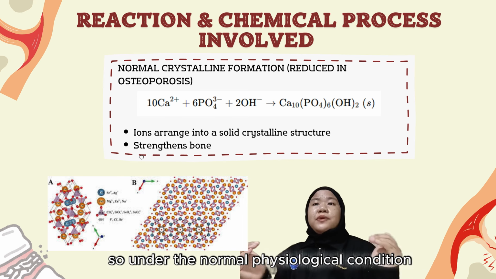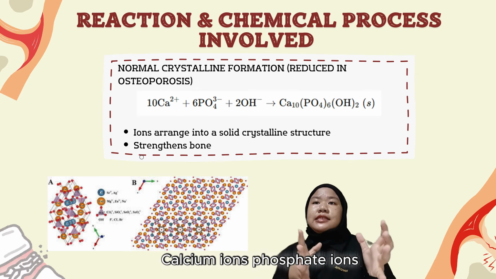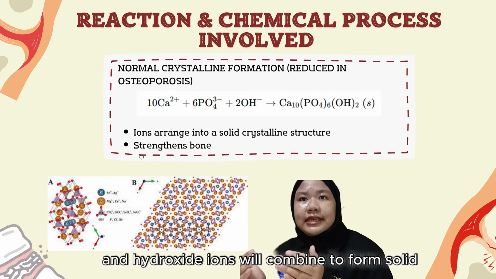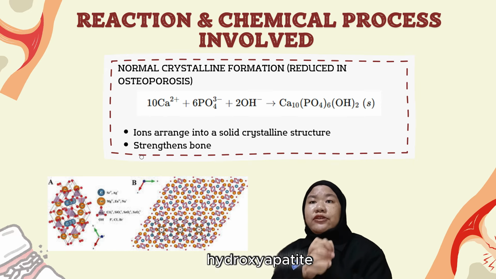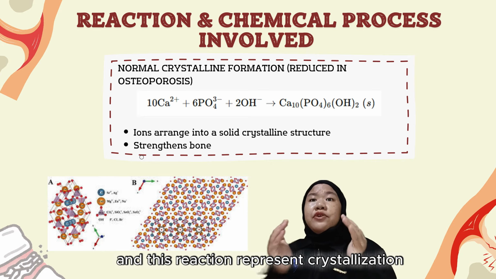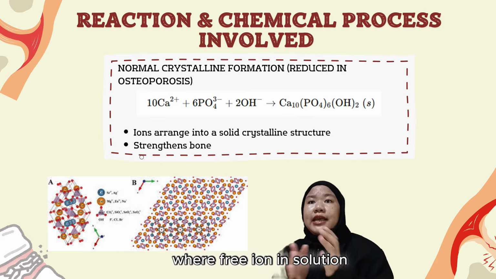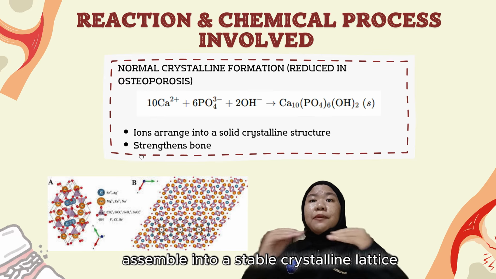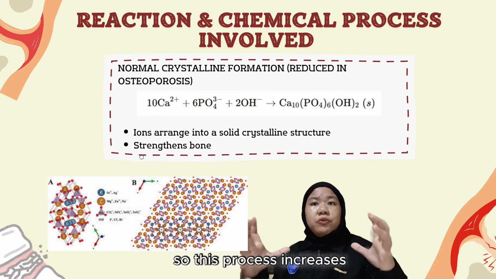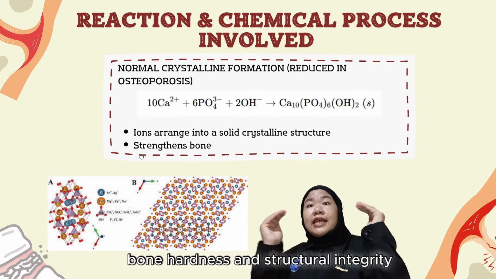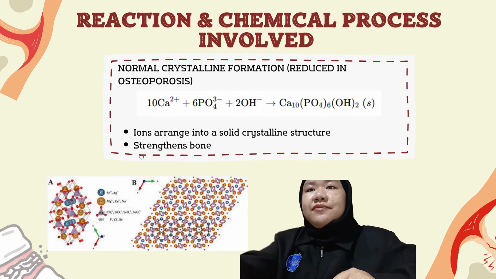Under normal physiological conditions, calcium ions, phosphate ions, and hydroxide ions combine to form solid hydroxyapatite, and this reaction represents crystallization, where free ions in solution assemble into a stable crystalline lattice. This process increases bone hardness and structural integrity.